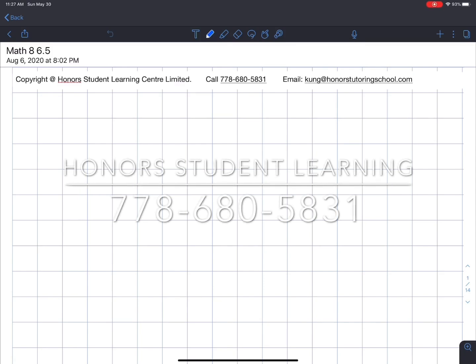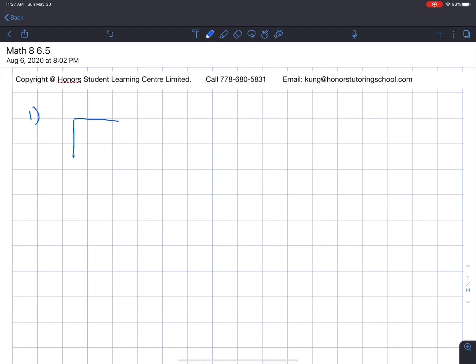Okay, 6.5. Question 1. A square has an area of 15 centimeters squared. What is the length of the side of the square? We can let the length be x. So now we can say that x times x equals 15. x times x is x squared. Now we can square root both sides to get x equals the square root of 15.